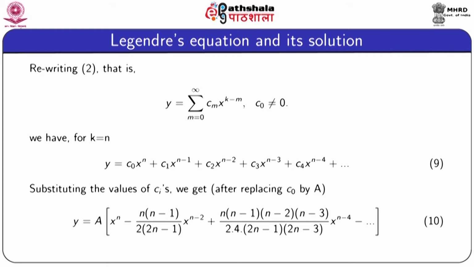If you substitute it here and replace c 0 by an arbitrary constant a, you get an expression like this given in 10, that is y equal to a times x to the power n minus n into (n minus 1) divided by 2 into (2n minus 1) x to the power n minus 2 plus n into (n minus 1) into (n minus 2) into (n minus 3) divided by 2 into 4 into (2n minus 1) into (2n minus 3) x to the power n minus 4 minus and so on.